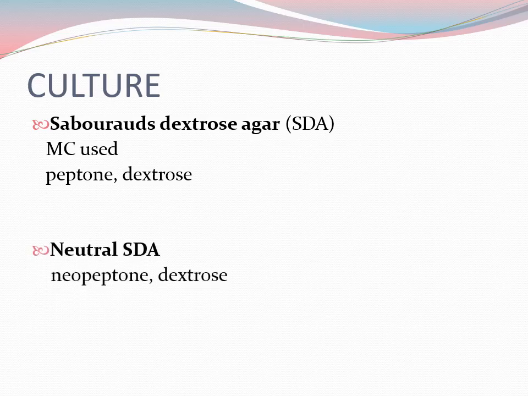Then there is some modification of this SDA, that is neutral SDA, that is also known as Emmons modification, and in that a better quality of peptone is being used, that is neopeptone, and the dextrose concentration is being reduced. Like in Sabouraud we are using 4% dextrose, in neutral SDA we are using 2% dextrose.